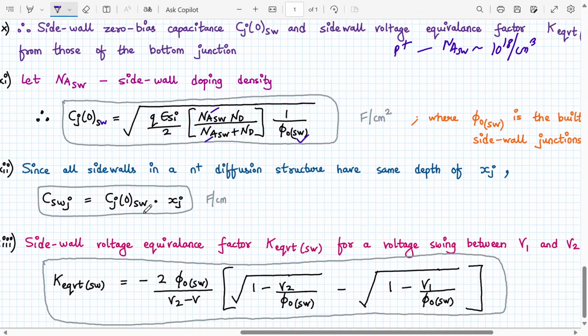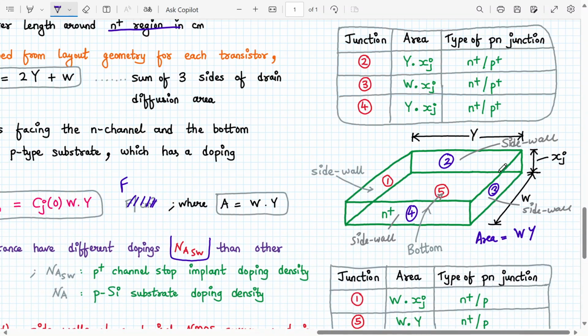Okay. So here all the sidewalls in the n plus diffusion structure have the same depth, right? Yes or no? Xj. See this?